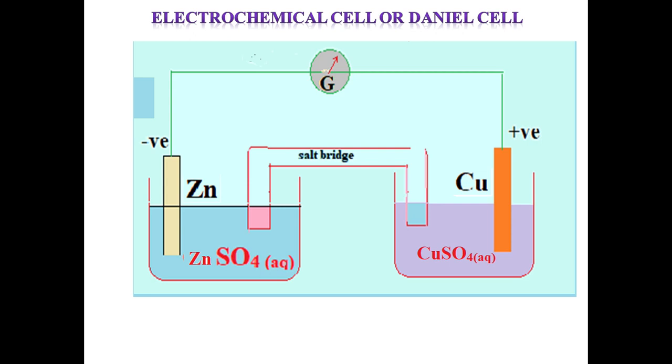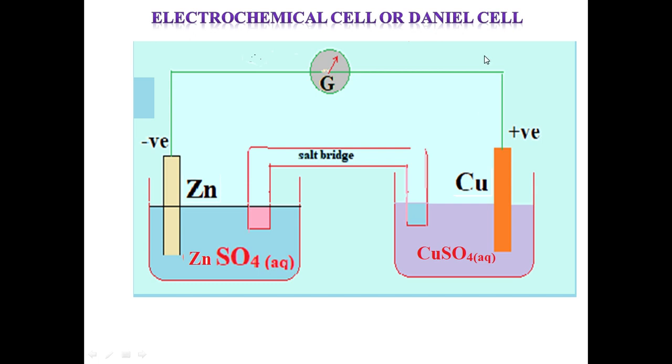Now we study the electrochemical cell in detail. The simplest type of electrochemical cell is called the Daniell cell. Why is this cell named so? Because it was first prepared by Daniell. Daniell was the scientist who prepared the cell first. Not all electrochemical cells are called Daniell cells, because electrochemical cells may vary from electrode to electrode.